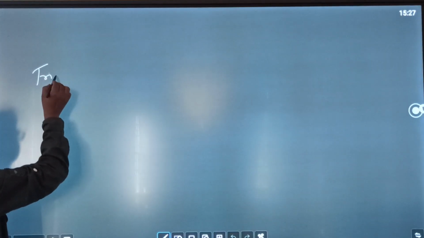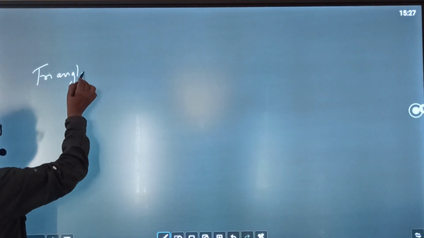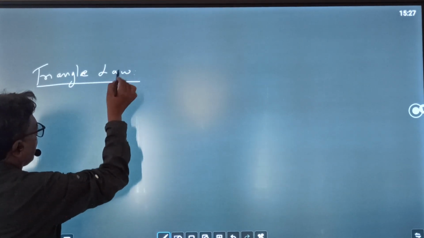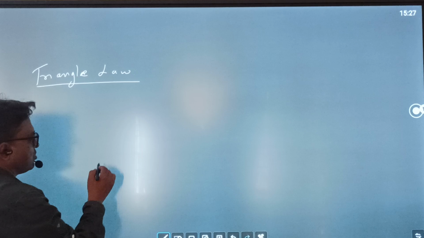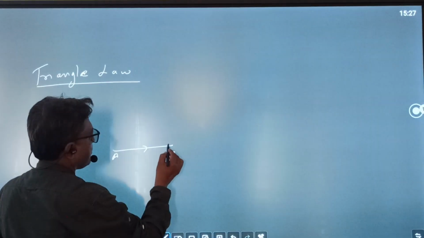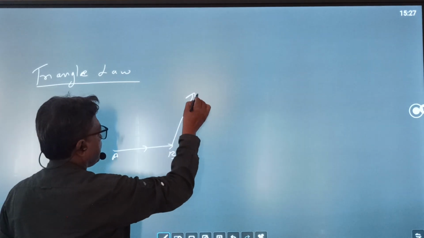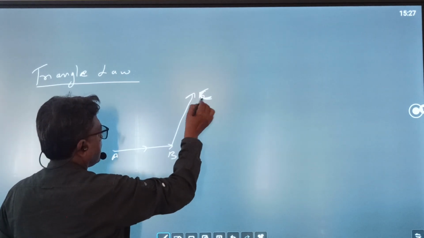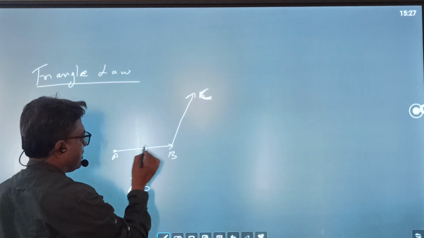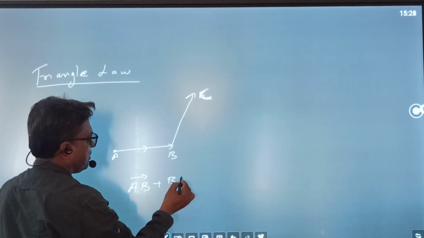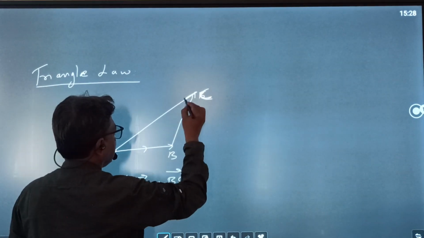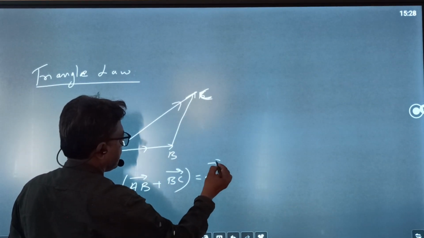Now, I am discussing the triangle law. Triangle law means, suppose this is a vector AB and this is vector BC. If I say vector AB, it means somebody is going from A to B, then he is going from B to C. Instead of doing this, he can directly move from A to C. So this is equal to vector AC.